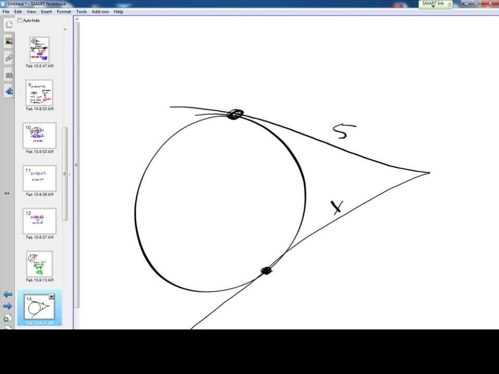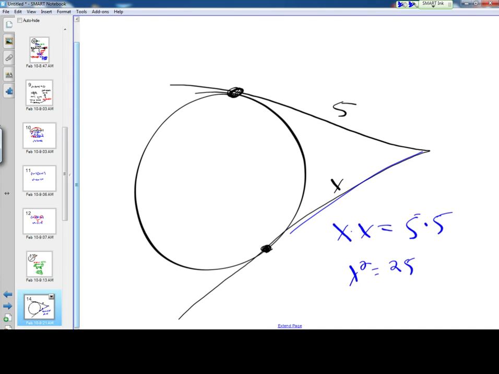I got it. Did the answer surprise you? Not really. It's just 5. It's two intersecting tangents. However, in case you did forget that, if you try to do the math, x times x is equal to 5 times 5. X squared is equal to 25. If you take the square root of both sides, x is equal to 5. But we knew that.